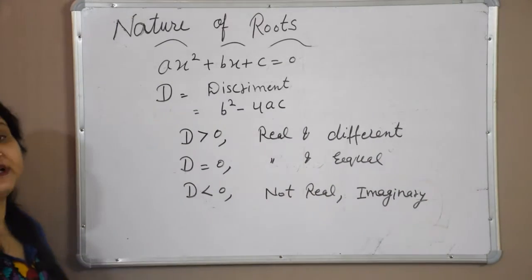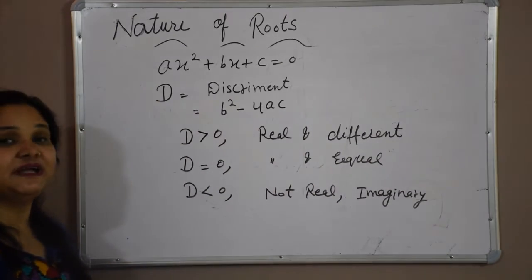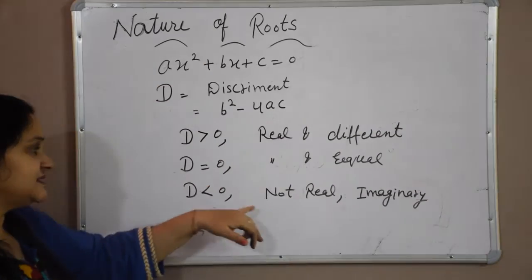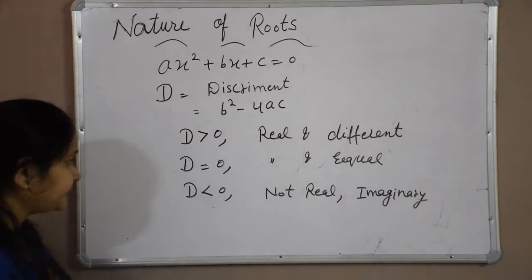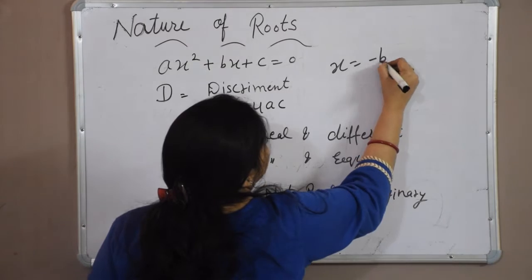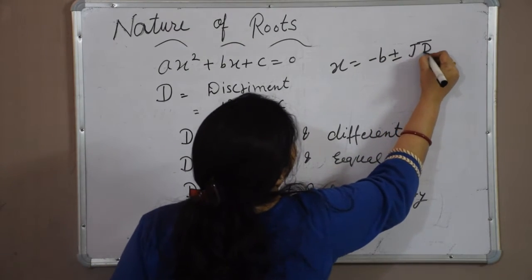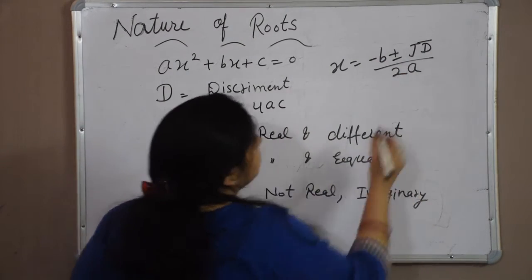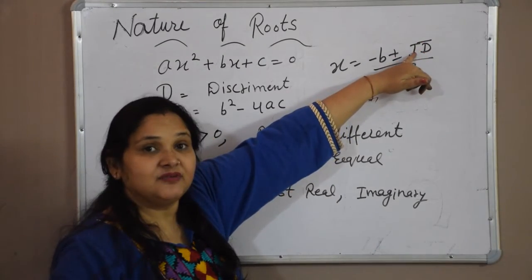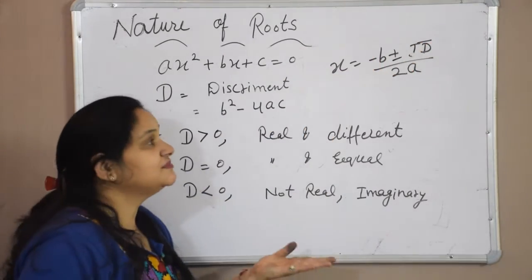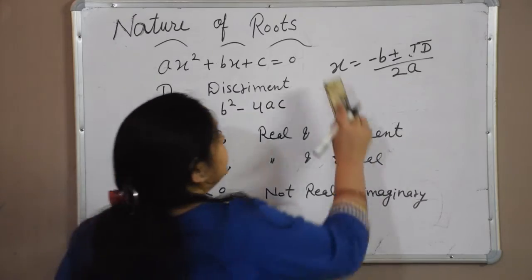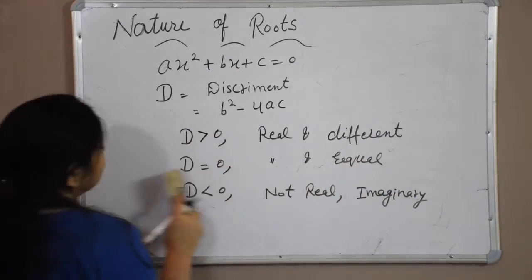We already know what imaginary numbers are. The numbers which contain iota, that is under root of negative numbers, are always imaginary numbers. So whenever we are getting D less than 0, the roots are imaginary. Because in our quadratic formula, we know that x is equal to minus b plus minus under root of D divided by 2a. So if this D is negative, it will become under root of a negative number, and under root of a negative number is imaginary. So in that case our roots will be imaginary. This is the reason why we are saying the roots are imaginary.